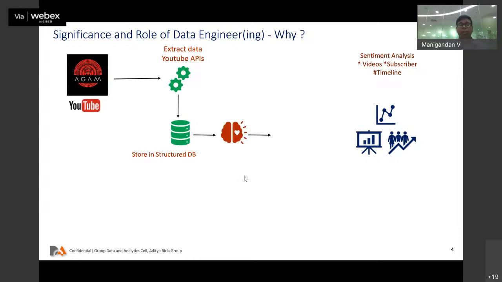And then once it is there, you need to do a sentiment score analysis. Let's say this is more of an NLP problem. This is where your first step of data science comes in. So you have the data ready with you. You have the comments. Let's say that we have the comments of all the videos.